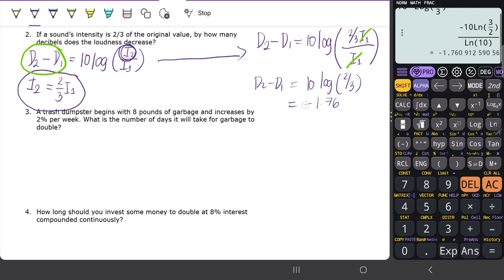Ano yung negative dito? Since ang sinasabi sa problem ay nag-decrease daw yung loudness, therefore, tama lang na yung na-solve natin ay negative value. So, that is negative 1.76.